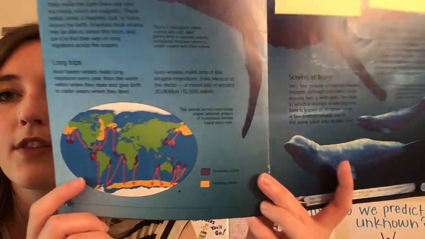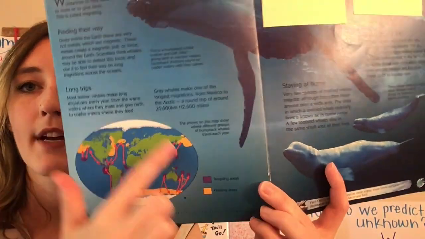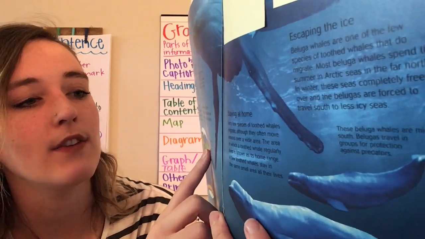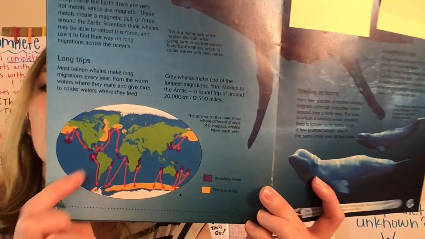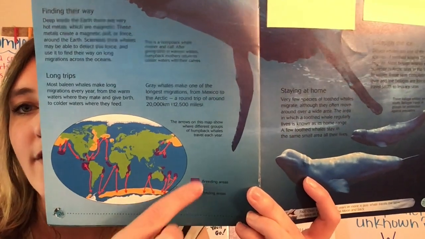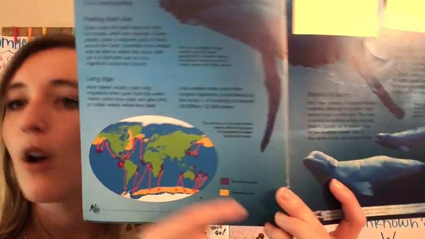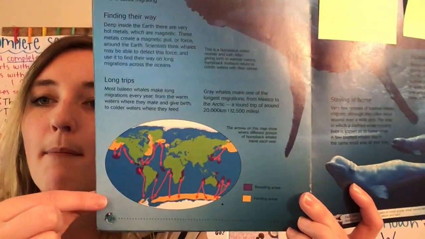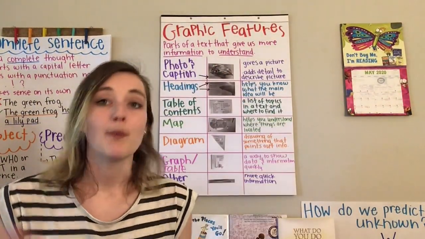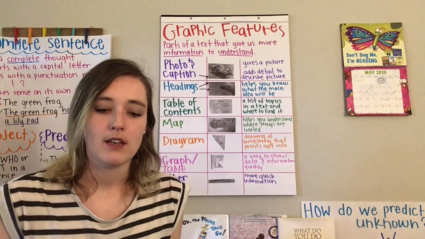And typically with maps there are also captions as well, and it says the arrows on the map show where different groups of humpback whales travel. So the caption describes what's happening in the map, and you also have a little more information right here in the map. So the map shows areas located around the world where things are located.